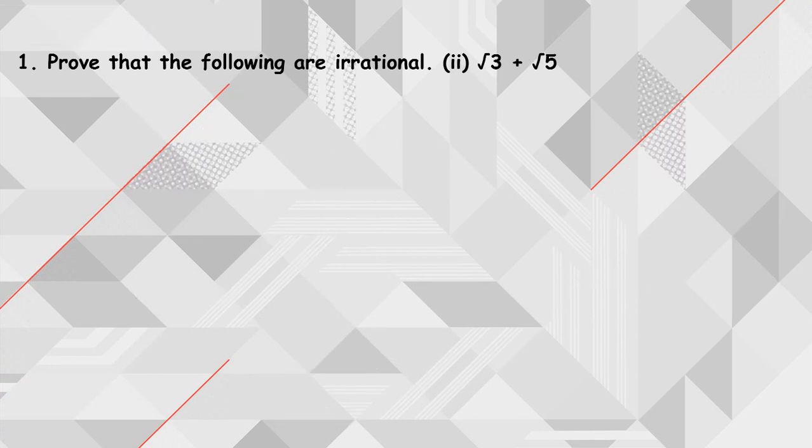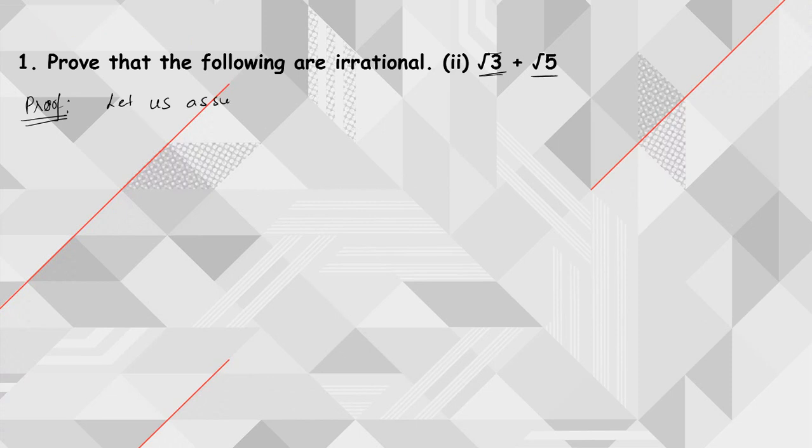Next, moving on to question number 2. What is given is: root 3 plus root 5 is irrational. So we have to prove that root 3 plus root 5 is irrational. Already we have the proof for this, we only have a change in the values. We have done a problem with respect to root 2 plus root 3, and the same way I am going to do the same thing.